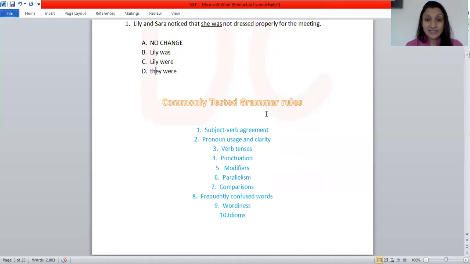The commonly tested grammar rules are subject-verb agreement, pronouns, verb tense, punctuation, modifiers, parallel structure or parallelism, and comparisons. Then sometimes SAT tests you on frequently confused words, wordiness, or idioms. We will be discussing each of these in detail in separate videos. If you have done these grammar rules in your school somewhere here and there, then good. If you have not, then also it is okay, because I'm going to take you through the very basics and tell you how the rule is, and then we'll discuss the question.